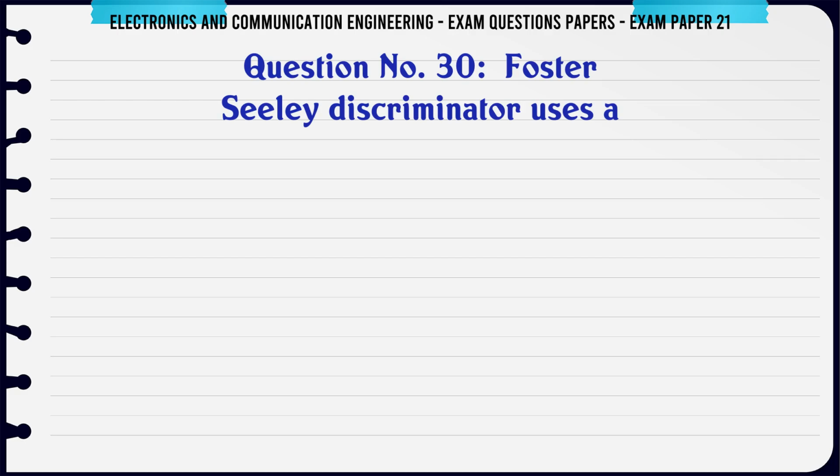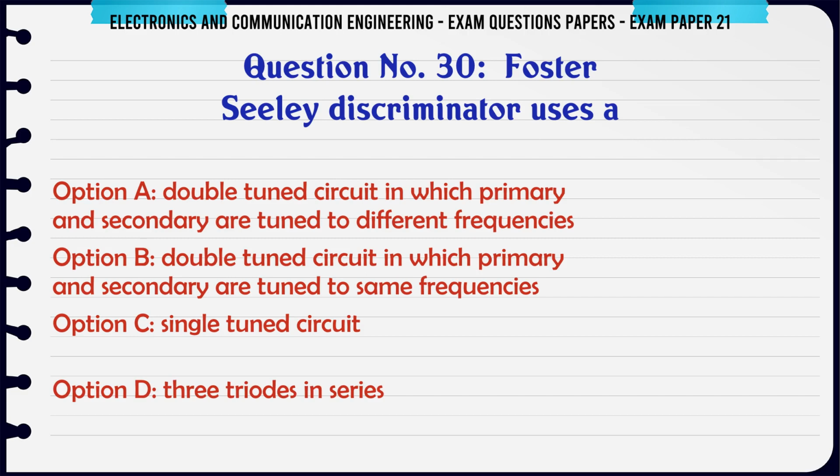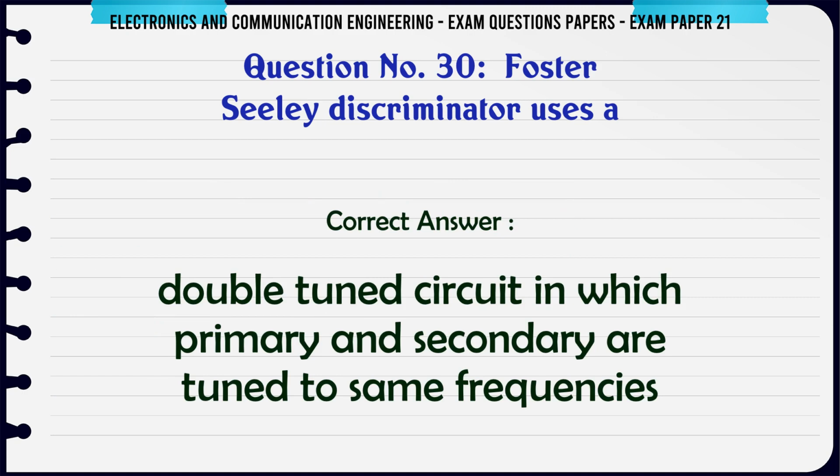Foster-Seeley discriminator uses: A, a double-tuned circuit in which primary and secondary are tuned to different frequencies; B, a double-tuned circuit in which primary and secondary are tuned to the same frequencies; C, a single-tuned circuit; D, 3 triodes in series. The correct answer is a double-tuned circuit in which primary and secondary are tuned to the same frequencies.